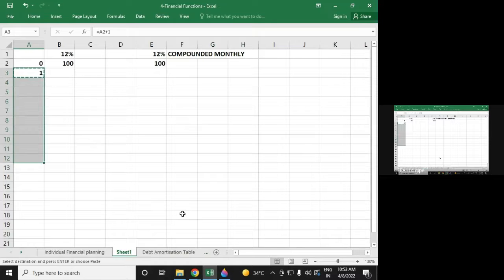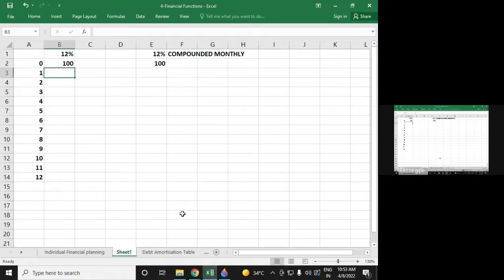So we will probably have 100 increasing, 100 becoming 112 in the first scheme, because you are getting 12% at the end of the year, and 12% is the annual rate. In the second scheme, what is happening is 12% is said as compounded monthly.